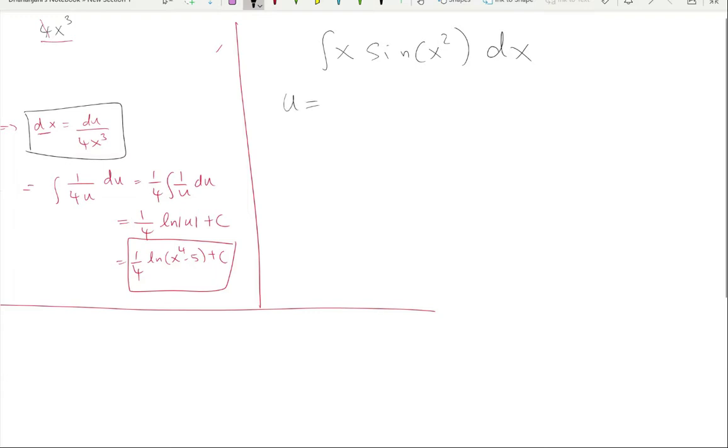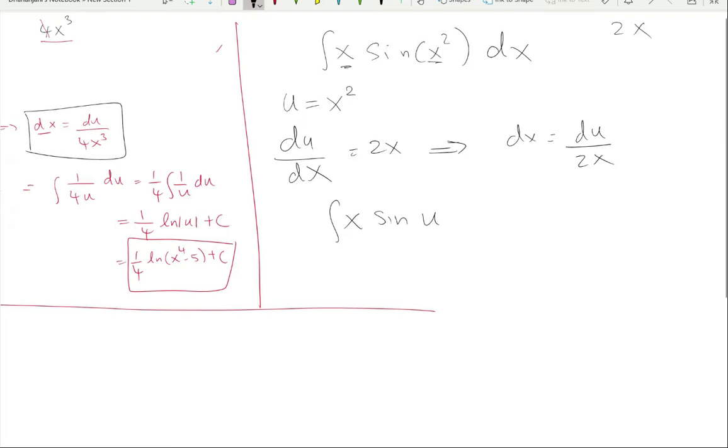U is actually x squared, right? The inside function. Inside the sine you have x squared, and on the side we can say its derivative is 2x. We don't care about constant multiples. So let's formally take du over dx, which is 2x. dx is du over 2x. So let's replace both. x squared is u, and dx is du over 2x.